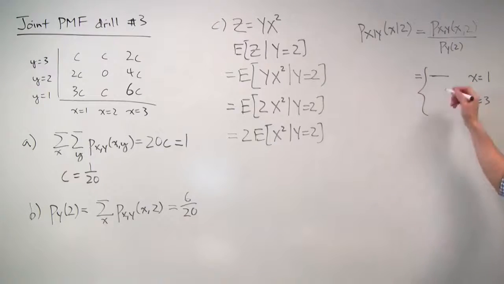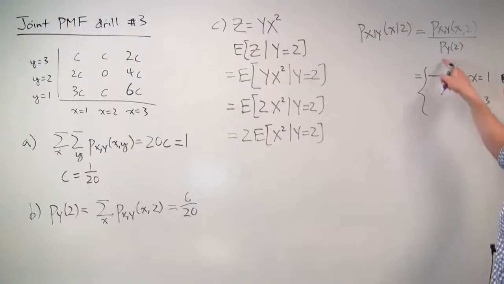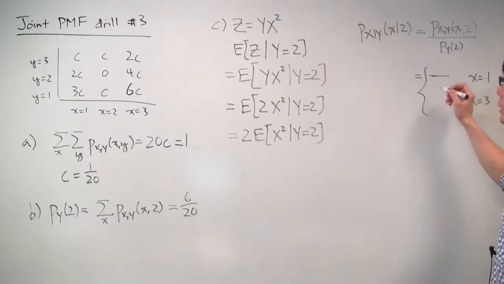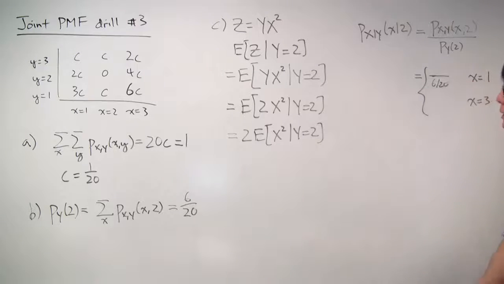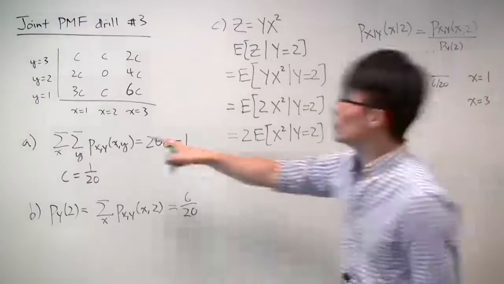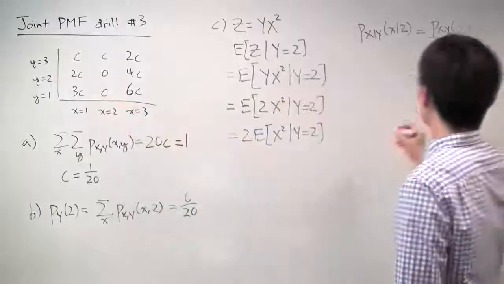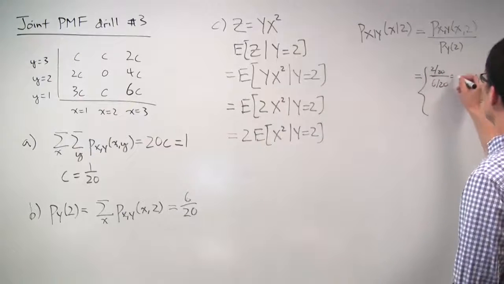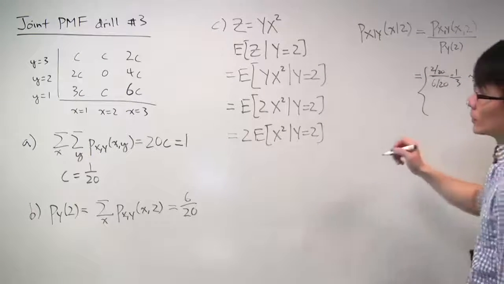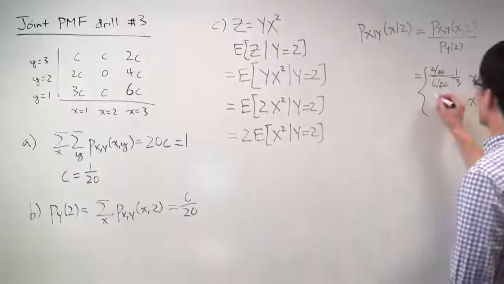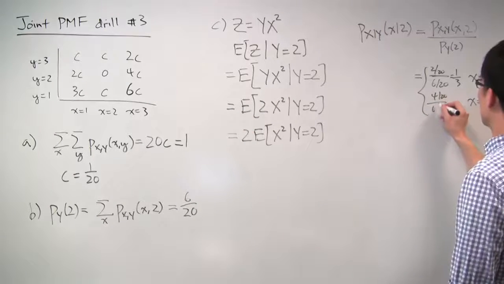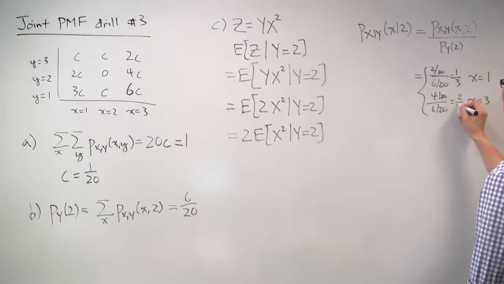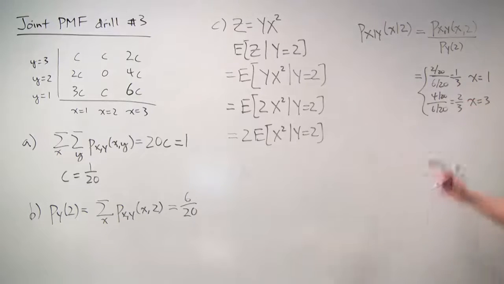Right. So in the denominator, we know that this is equal to 6 over 20. And the numerator is the probability that x is equal to 1 and y is equal to 2, which corresponds to here, which is 2 over 20. So we know that this is equal to 1/3. And similarly, for x equals 3, it's 4 over 20 over 6 over 20, which is equal to 2/3. So we figured out what the conditional PMF is.